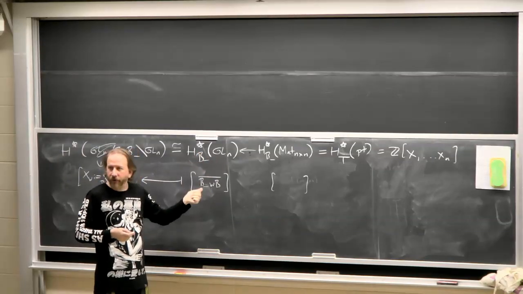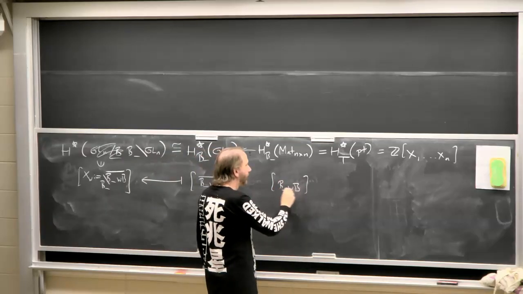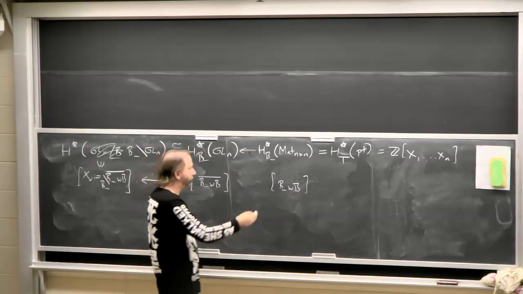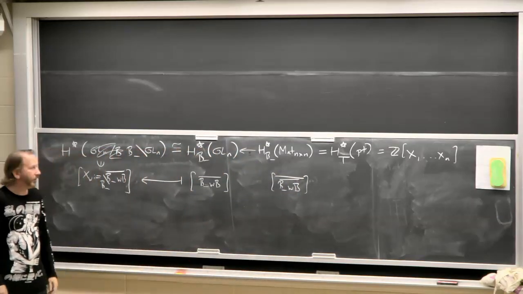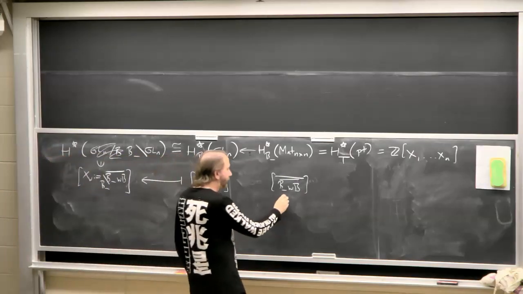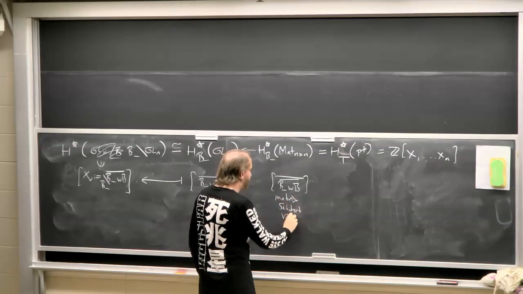There are a lot of options, but there's one dumbest option, which is I take this thing that I had the closure of inside GL_n, and I close it further. I'm going to close it inside matrices. Okay, and this was exactly what Fulton introduced as the matrix Schubert variety.